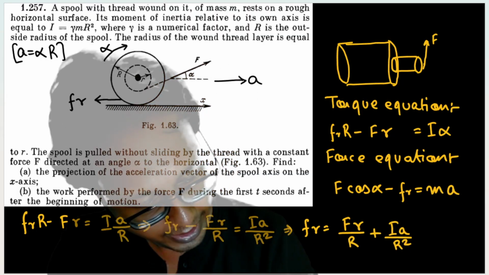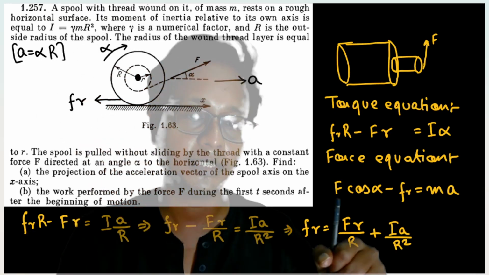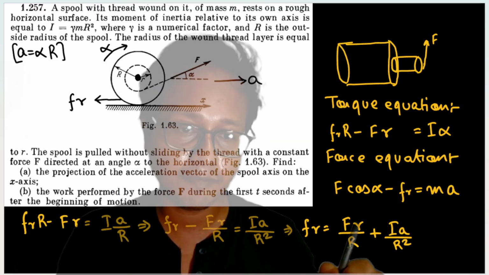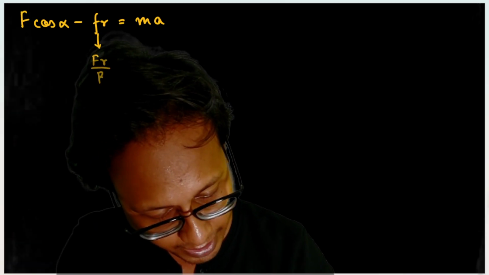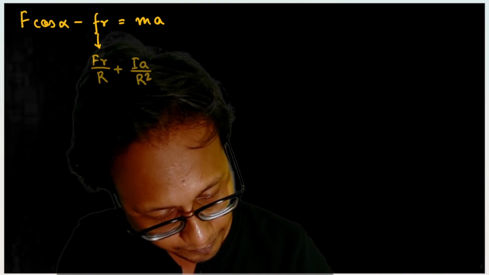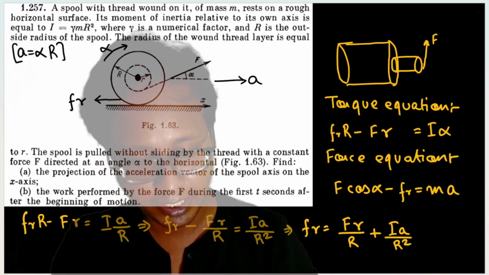So let's get to the next page. F cos alpha minus friction force is equal to mass into acceleration. This equation is nothing but this equation out here. And the friction force is nothing but F r by R plus I a by R square. So friction force is F small r by capital R plus I a by R square.